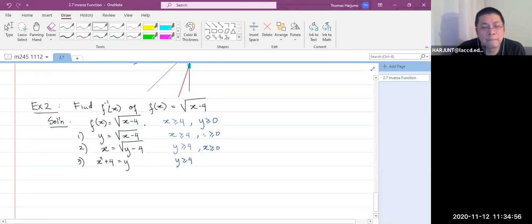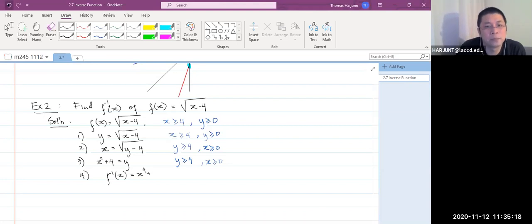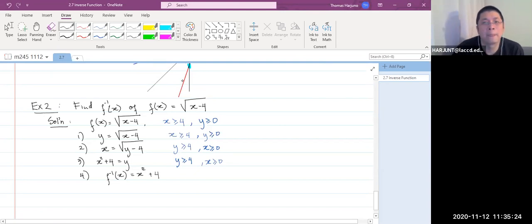Why do we need that? We need this because the inverse function has to be 1 to 1. Now, you know x squared plus 4 is not 1 to 1. x squared plus 4 is not a 1 to 1 function unless you do a restriction.